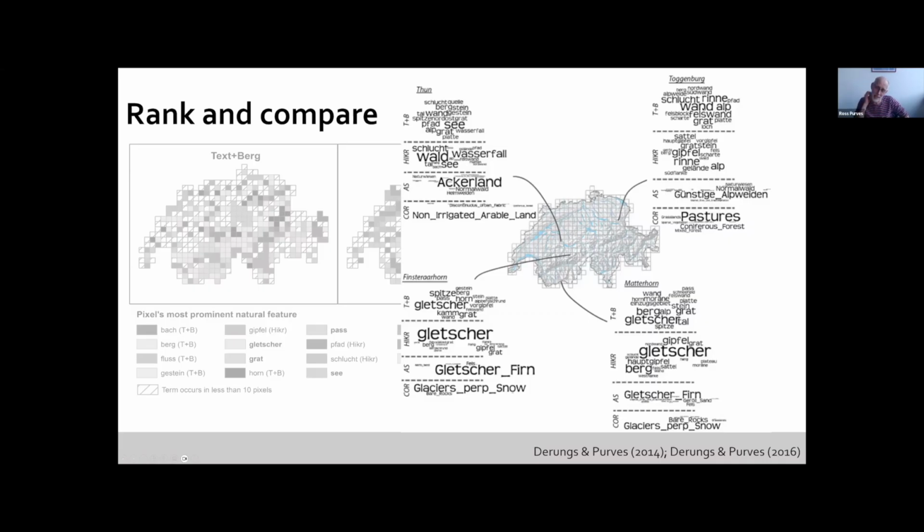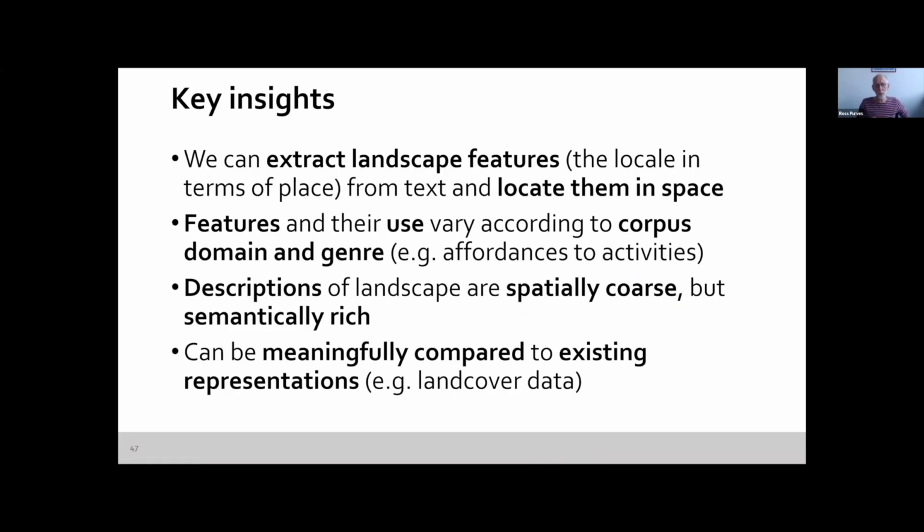And if we generate these semantic representations, then we can also measure similarity. So what we can do is we can extract these landscape features, the locale in terms of place, we can locate them. According to the corpus we use, we see things change. We see, for example, affordances in Hecker particularly. These descriptions are quite spatially coarse, but as I hope I persuaded you, they're semantically very rich. And then we can compare them to other representations. So they tell us much more about how people think about these landscapes than top-down representations like Corine land cover data.